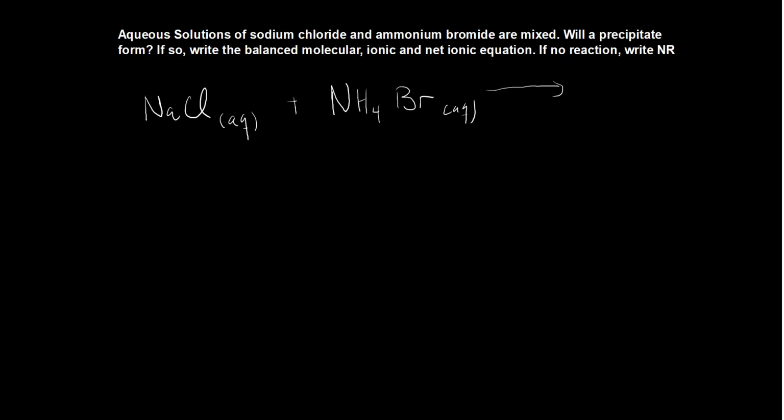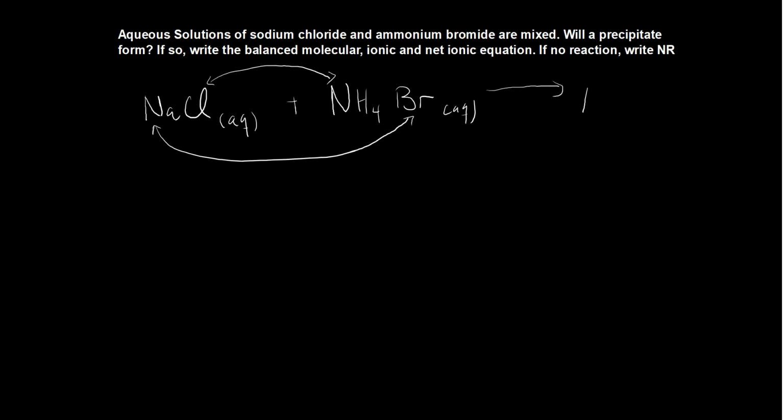Here we need to make the assumption that this is a double displacement reaction. So the sodium will combine with the ammonium. I'm sorry, the other way around. The sodium will combine with the bromide, and the chloride with the ammonium. So again, a double displacement reaction here. Let's write out these formulas and see what we get, and then we check if these are soluble or not.